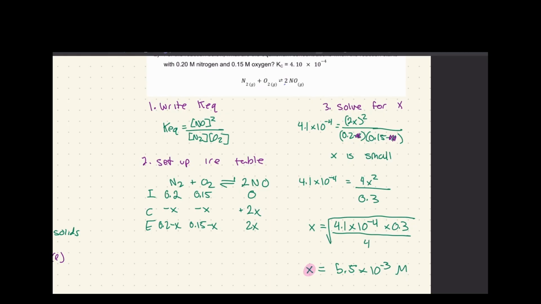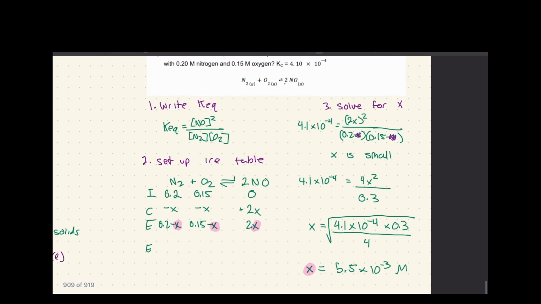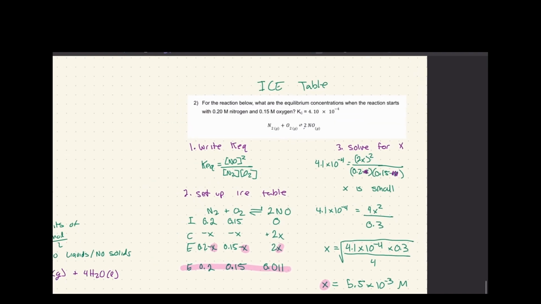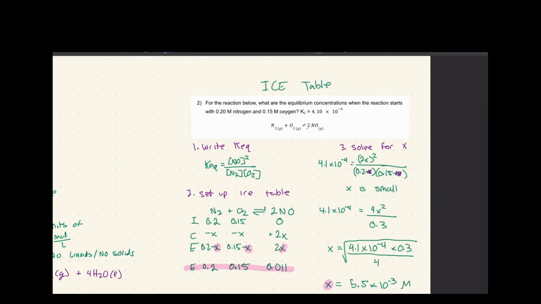So now I can plug this back into here and say at equilibrium, again, this is basically 0.2. This is basically 0.15, and this is going to be 2 times x. So that's going to be 0.011 molar. So these would be my equilibrium concentrations. This ICE table we're going to be doing over and over and over again in equilibrium. We're also going to need this in acid-base. So this is going to be a really fundamental skill to practice and learn for basically the rest of general chemistry.